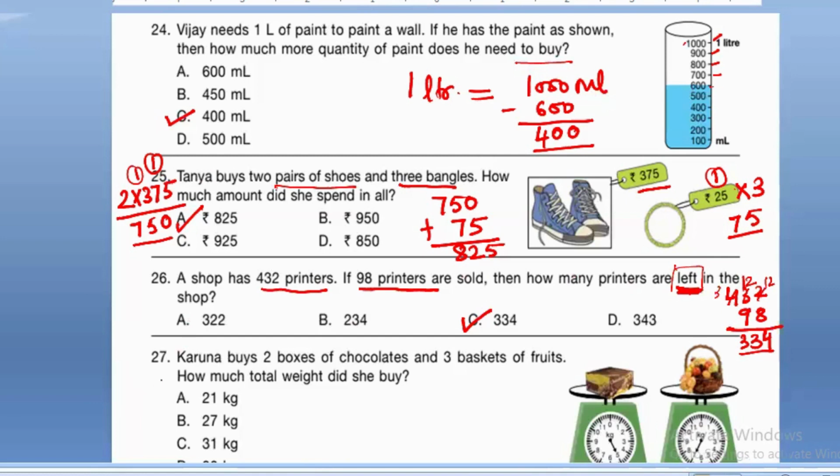Now let's talk about question number 27, which is: Karuna buys 2 boxes of chocolates and 3 baskets of fruits.